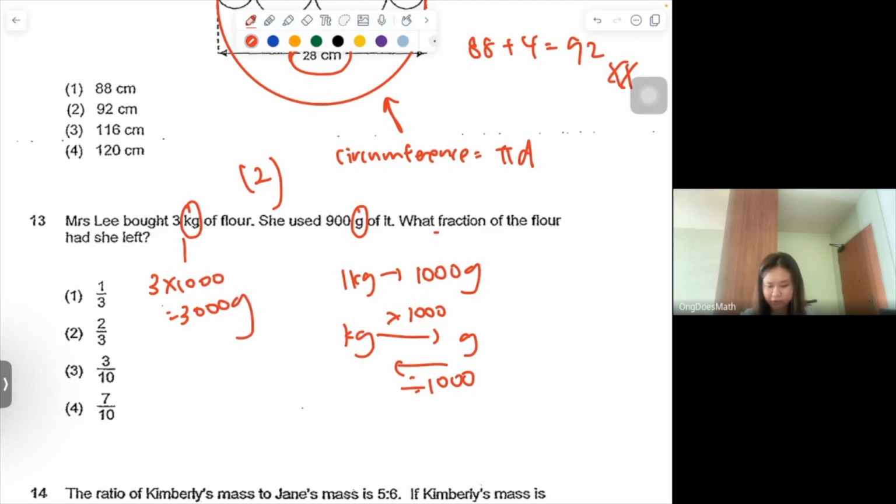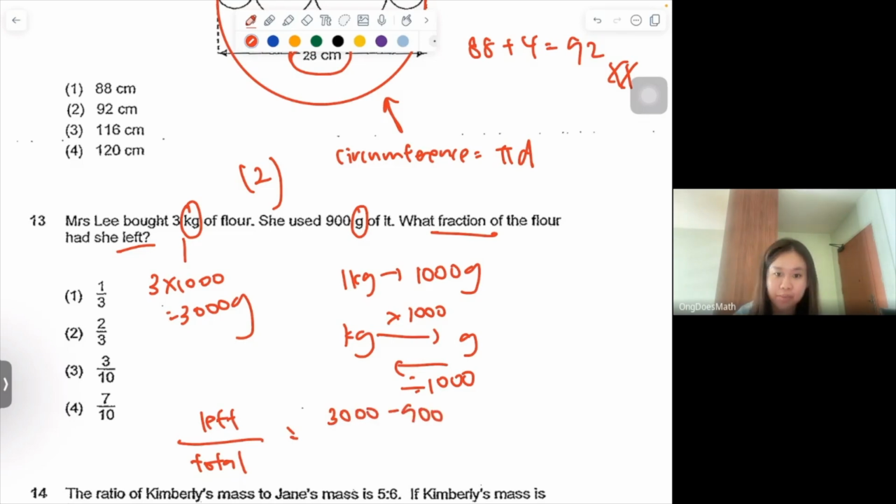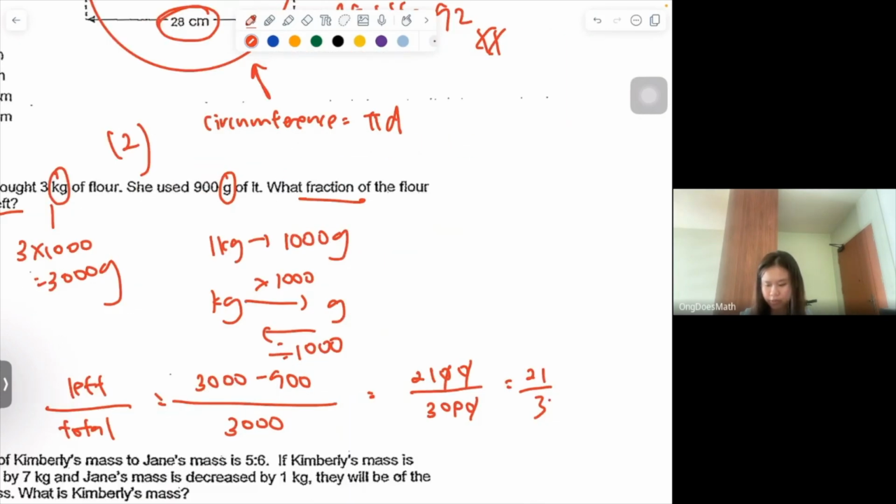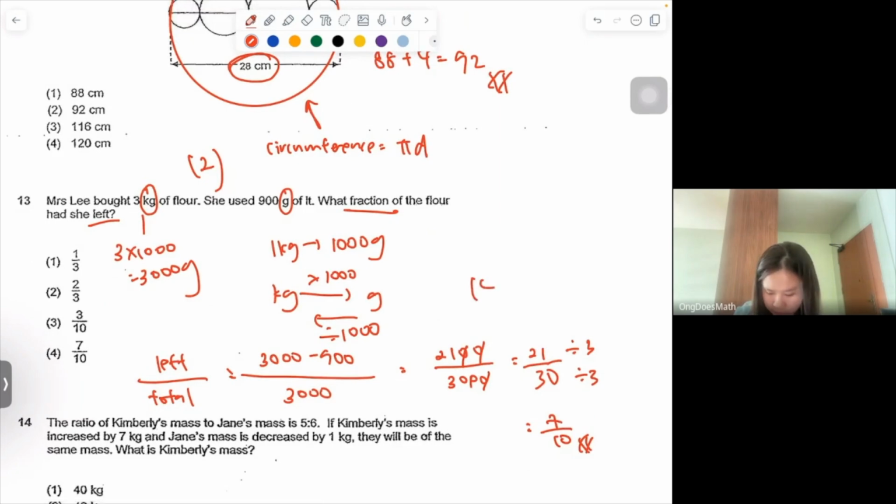Okay, so now they are asking for a fraction that was left. So for the fraction, the numerator will be what's left, and the denominator should be the total. So how much was left? She bought 3000, she used up 900. So she's only left with 3000 minus 900 grams, right? And total will be 3000. So if you simplify things, you should get 2100 over 3000. Cancel the 0. You get 21/30. Both are divisible by 3. So you should get 7/10. And hence the answer is option 4.